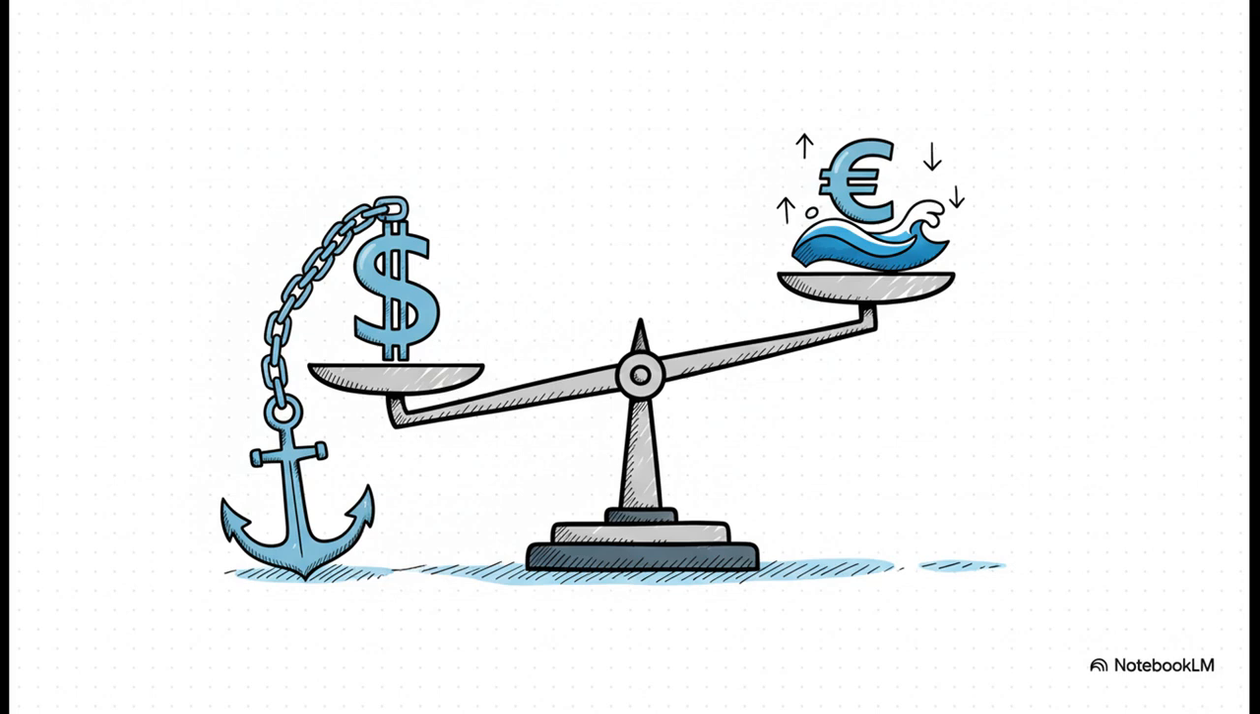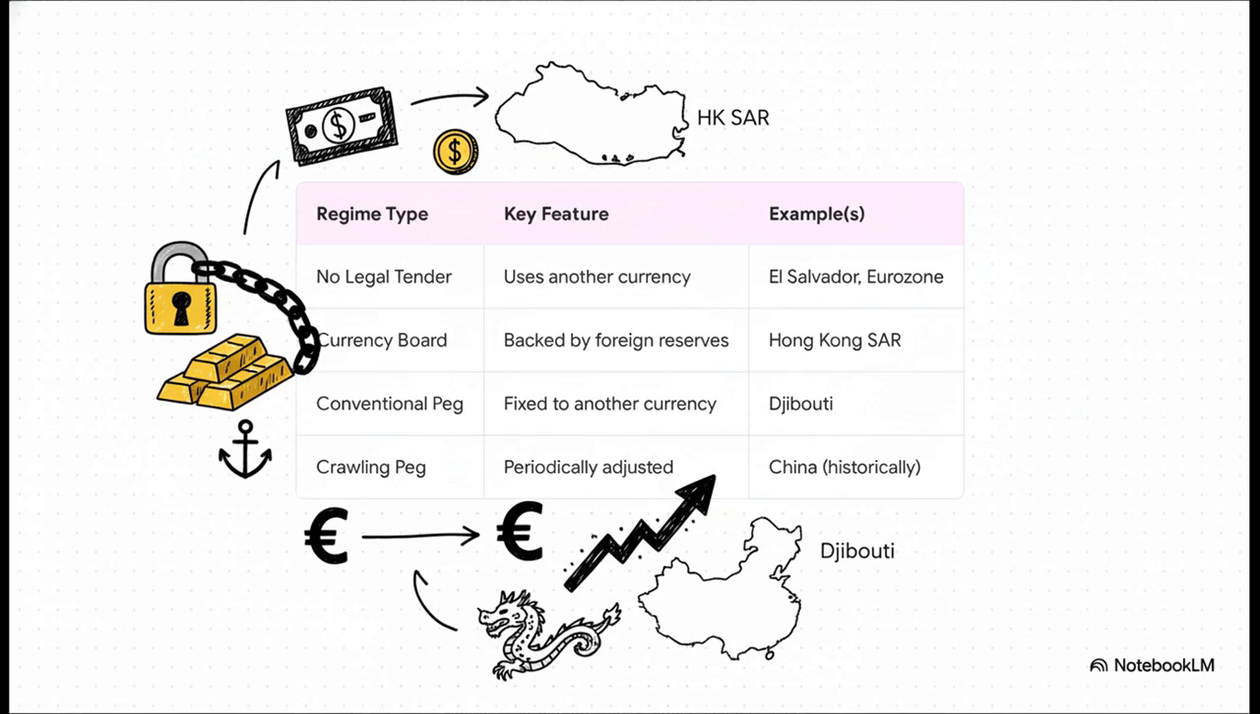On the other end, you have a floating regime, which is what the US has. You just let the market decide the price based on supply and demand. This gives you independence to manage your own economy. It really boils down to a classic trade-off. Do you want stability or do you want independence? But in the real world, it's not so black and white. Most countries land somewhere in the middle.